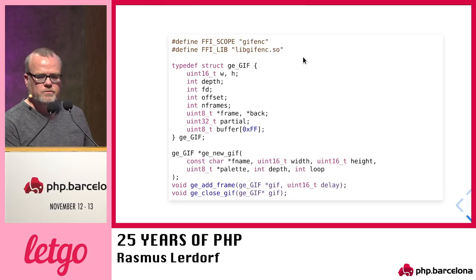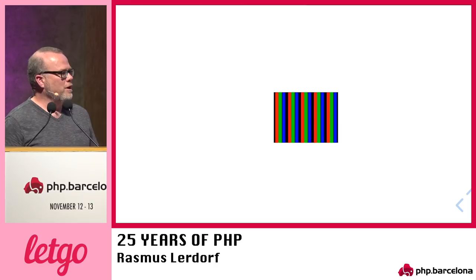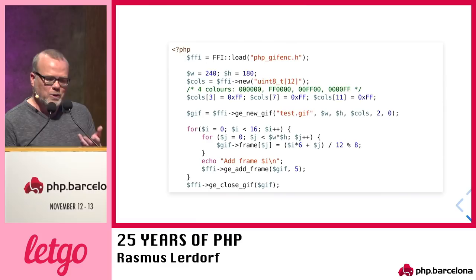The only thing I changed was I added these two lines at the top, which is basically just telling PHP that this is FFI scope gifenc, and my library is called libgifenc.so. Other than that, this is exactly what was provided from the library. So now, when you run this bit of code, you get that. Again, not super exciting, but it's kind of cool, actually. It's cool that you can directly link into C libraries this way.